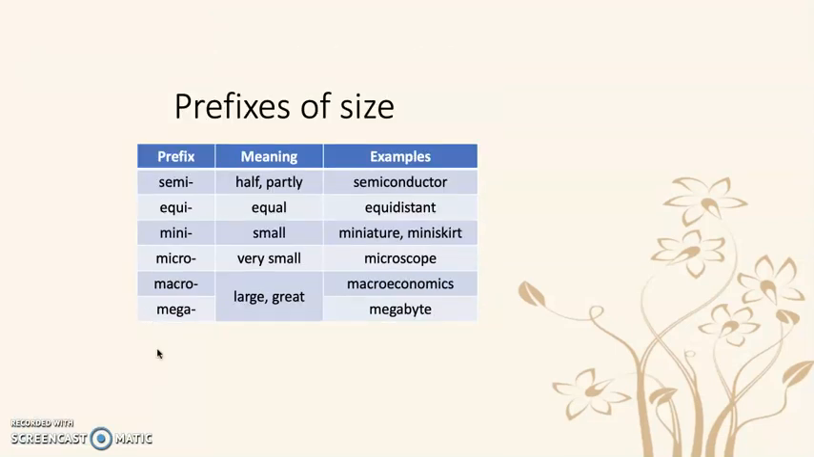Prefixes of size can be put in front of a word to emphasize the size. So semi means half, equi means equal, mini and micro mean small, and macro and mega mean big. Take a minute to look through the examples.